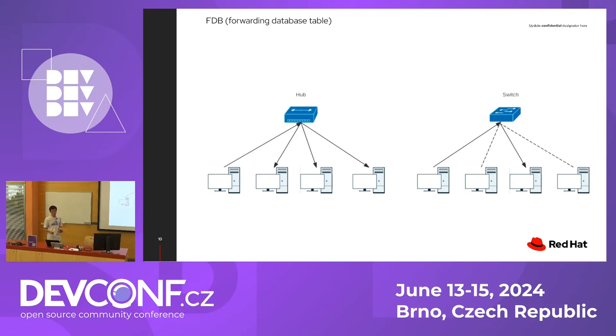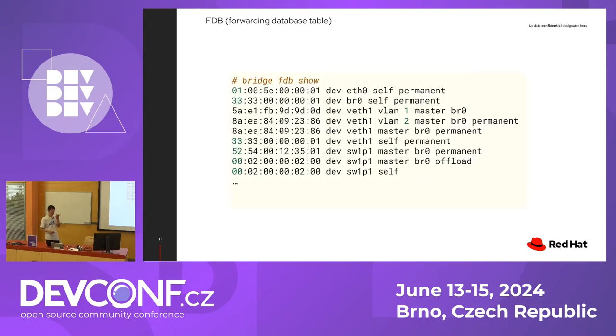So how do we do that? In the bridge, we have the forwarding database table. With this forwarding database table, we can see that each port has a related MAC address learned from the host. When the bridge forwards traffic, it searches the table and sends the packet to the corresponding port that the destination MAC belongs to. But if it cannot find the destination in the table, it will forward the packet to all the ports.